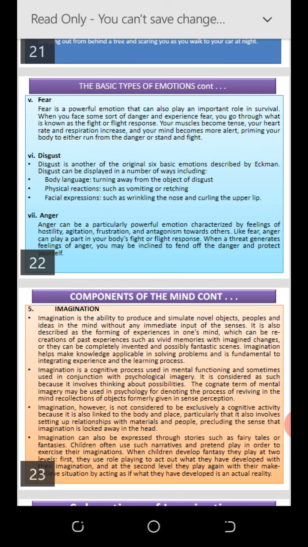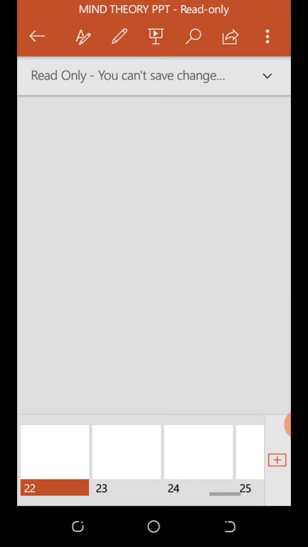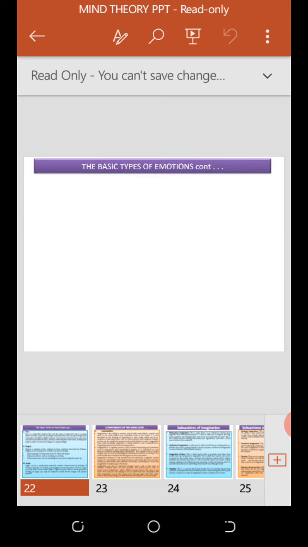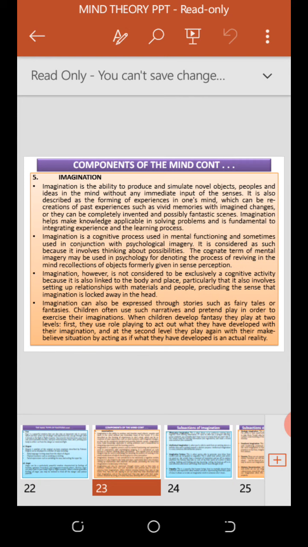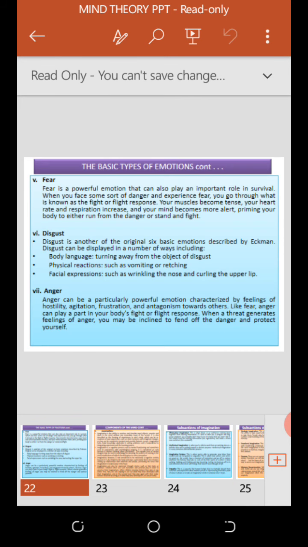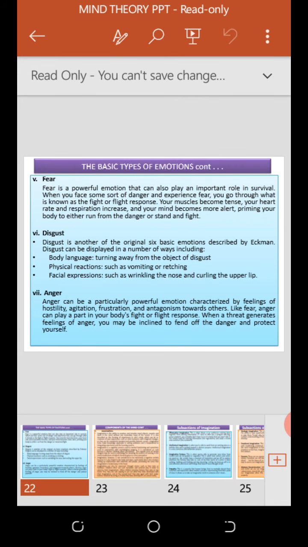Fear is a powerful emotion that can also play an important role in the survival of humans. When somebody is facing fear or danger, and that person is now experiencing such in his or her life, that person might be going through a tough time. And when that tough time comes, it comes in the form of something called fear.